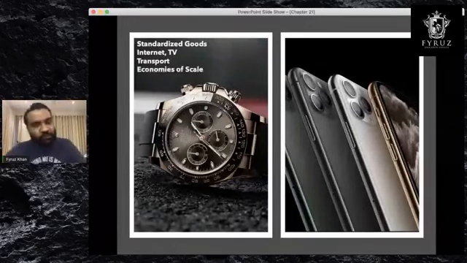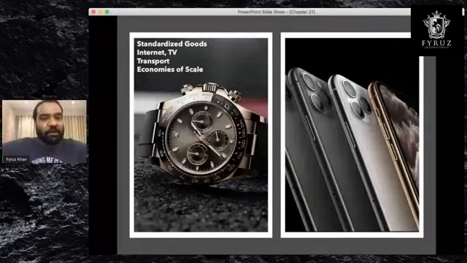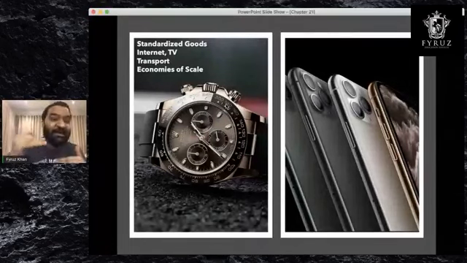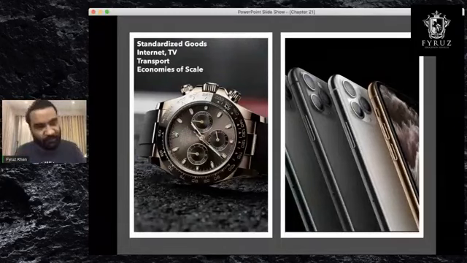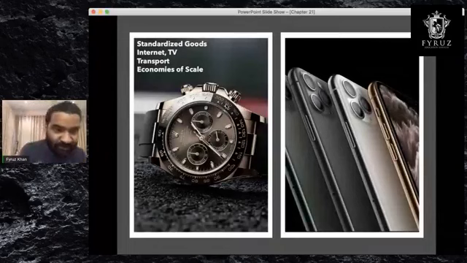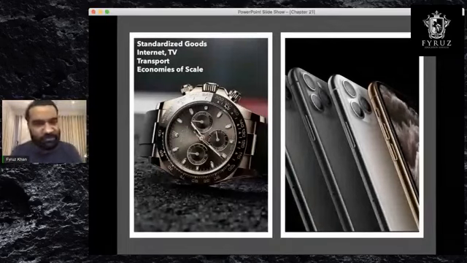And of course, when you make the same goods, you will enjoy economies of scale. Economies of scale means when you produce goods in a higher quantity, you enjoy lower costs per unit. We will talk about economies of scale, and I will give you an example. I'm not going to talk about that more now.